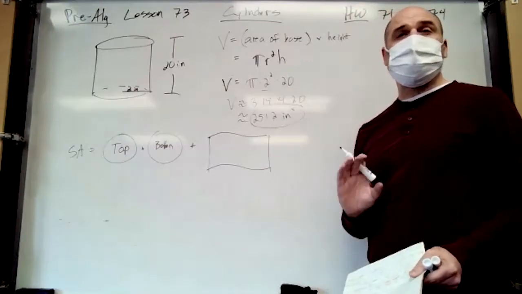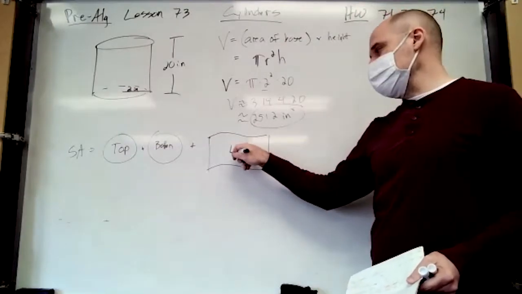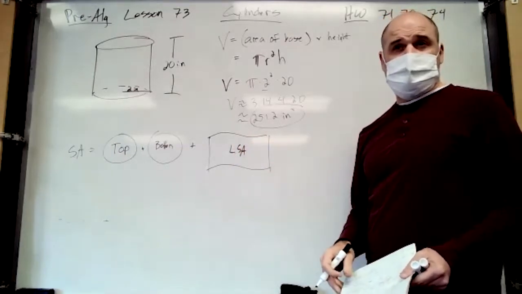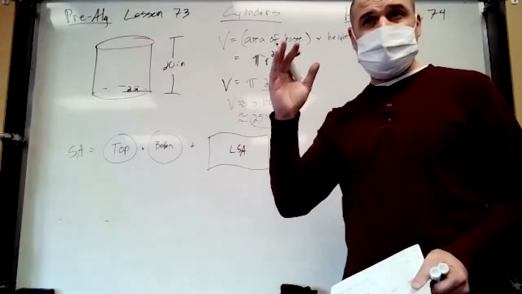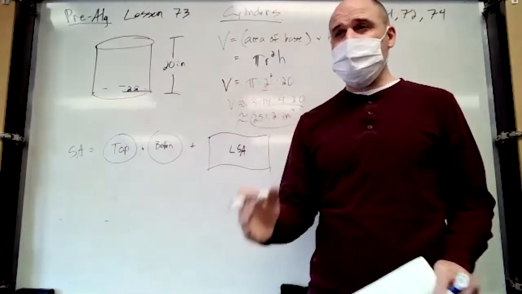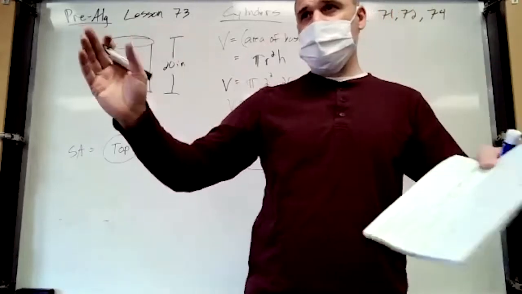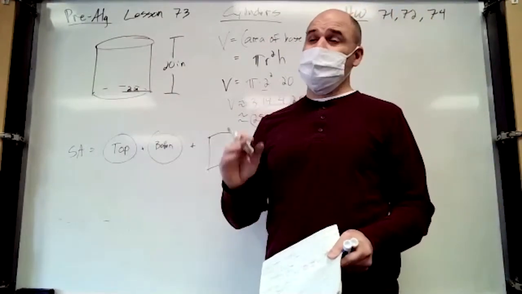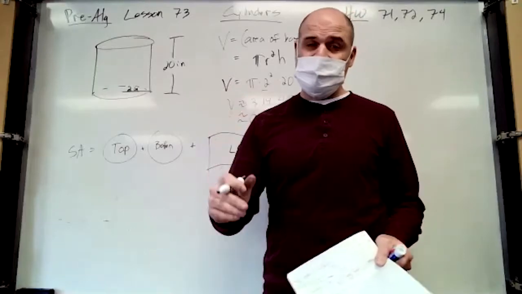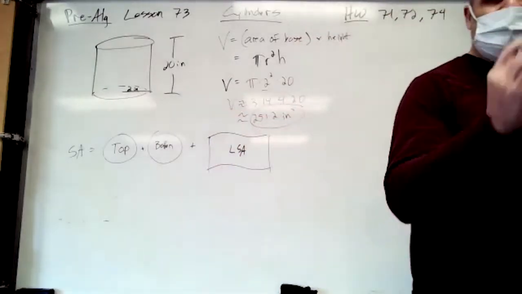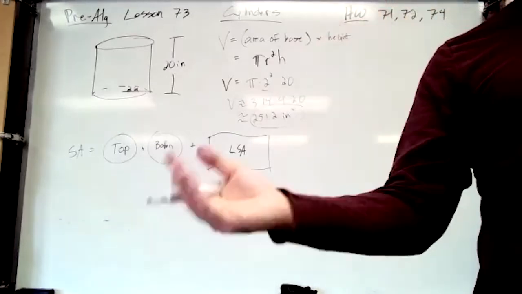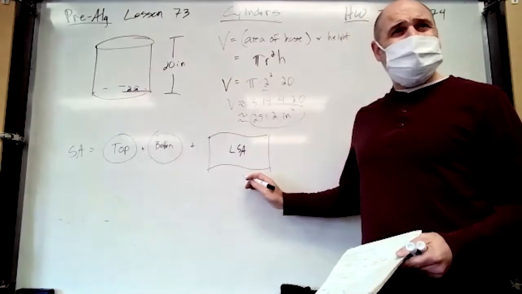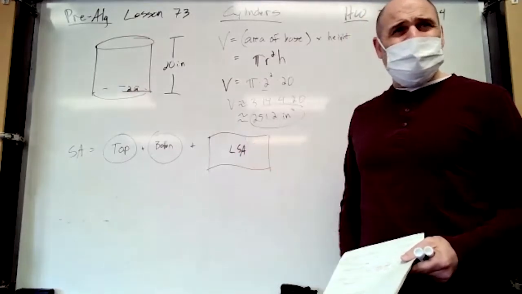So we call this the LA, or LSA, lateral surface area. Try to think what does lateral mean? Like football? Lateral means going sideways, not forward or backwards. So side is what lateral means. Okay, LSA. So what are the dimensions of this rectangle?